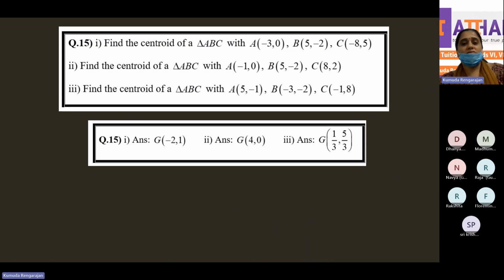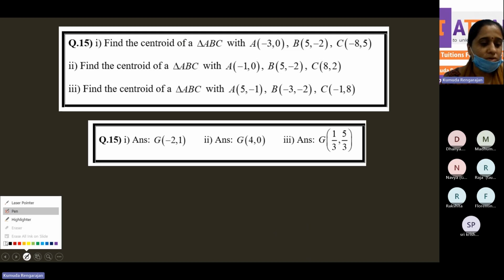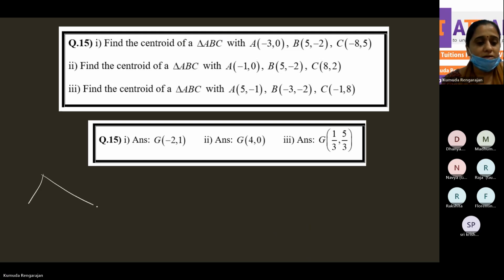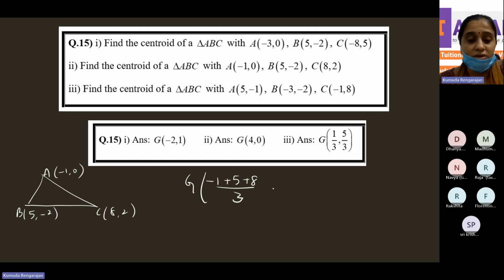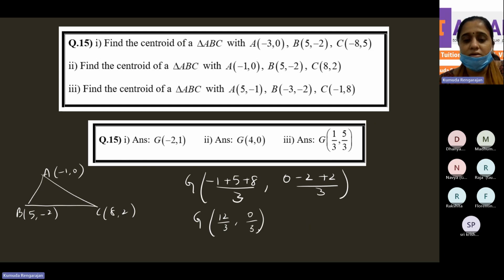Now see here. Just look at question number 2. We'll answer question number 2. Triangle A (-1, 0), B (5, -2), and C (8, 2). There is no ratio at all here. If you want to use a formula, the coordinates of G are given by (-1 + 5 + 8)/3, (0 - 2 + 2)/3. So G is (12/3, 0/3). So the coordinates of the centroid are (4, 0).